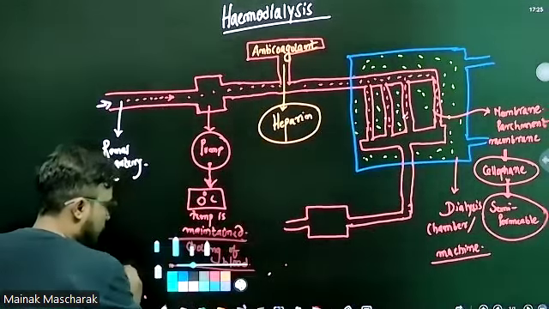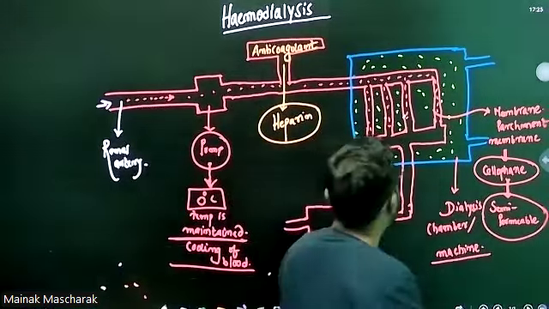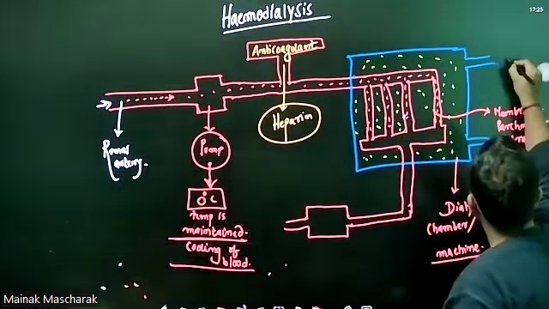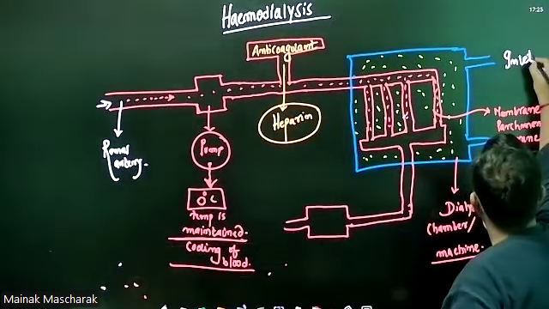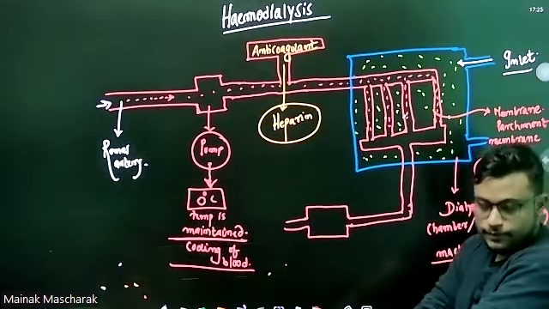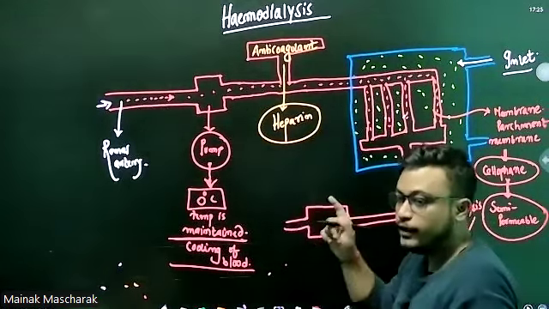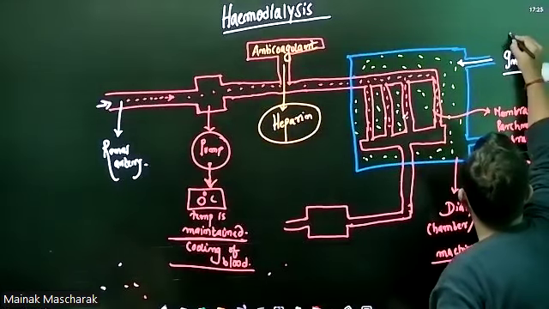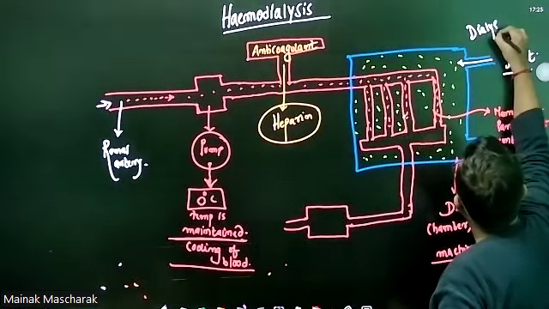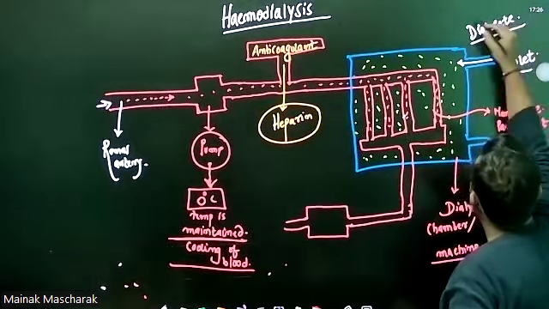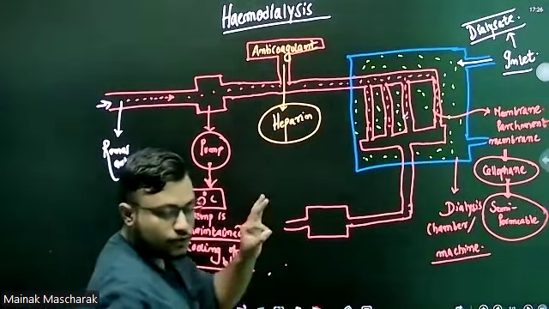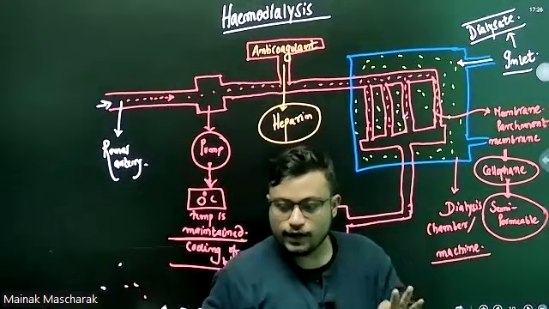Now, listen to this very carefully. What is the other thing that is occurring here? This is the entire dialysis machine or the dialysis chamber. There is one inlet. So through this inlet, a fluid is passed. What did I say? Through this inlet, a fluid is passed. Now, what fluid is passed? The fluid is known as dialysate, or dialysate fluid.